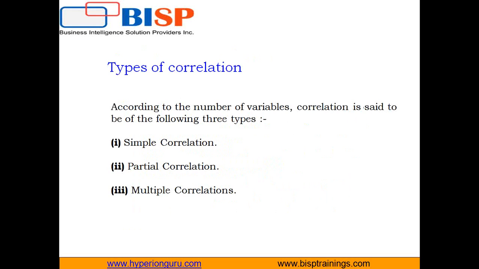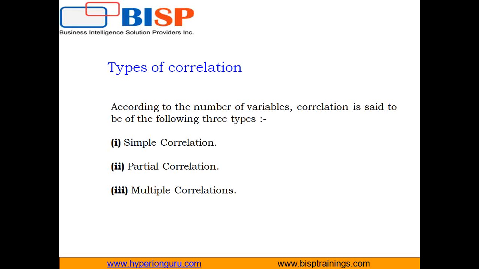There are three types of correlation. The first one is the simple correlation. That means in simple correlation, we study the relationship between two variables. Of these two variables, one is principal and the other is secondary.